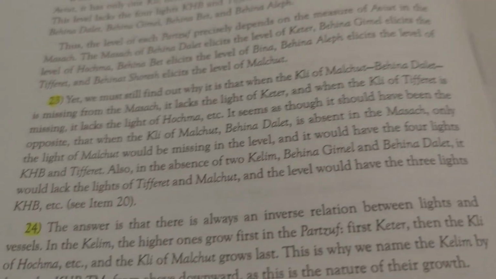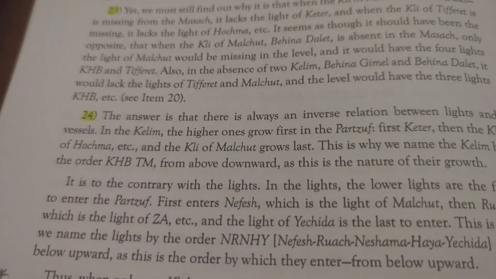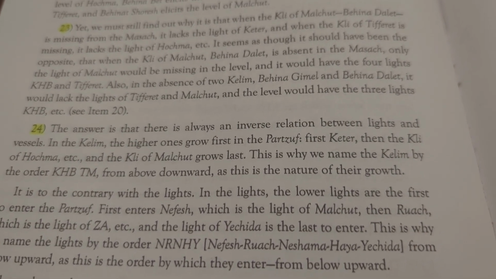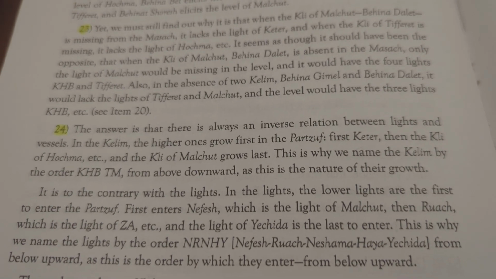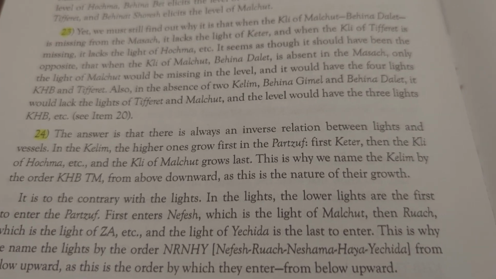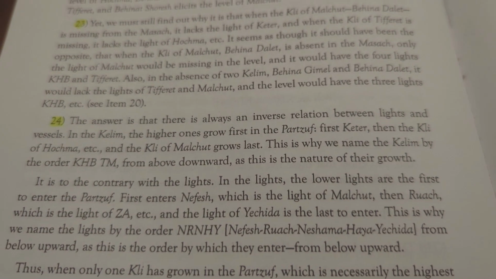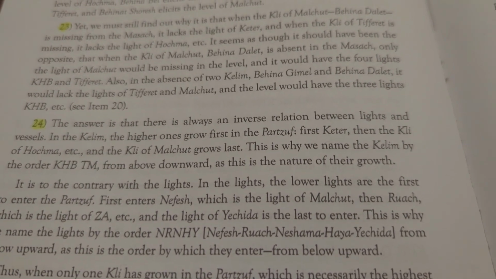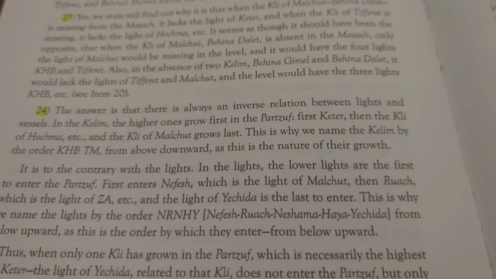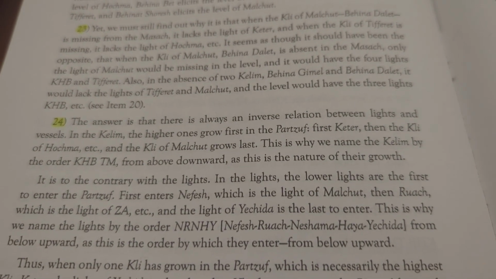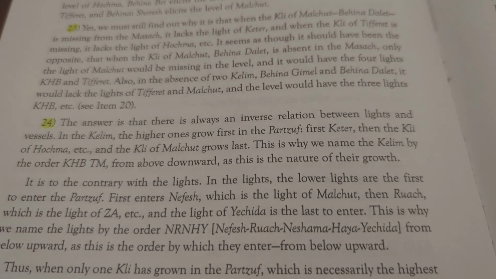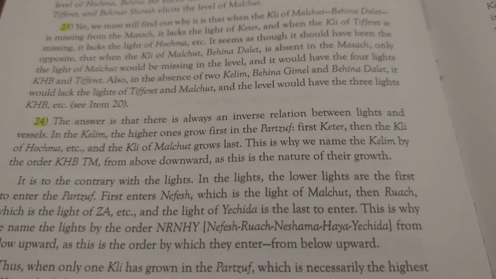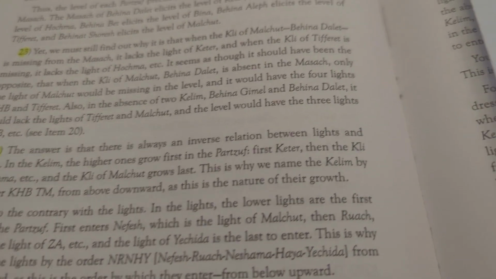And just continuing reading a little bit more here, it says, it is to the contrary with the lights. In the lights, the lower lights are the first to enter the Partzuf. First enters Nefesh, which is the light of Malchut, then Ruach, which is the light of Zeir Anpin, etc. And the light of Yechida is the last to enter. This is why we name the lights by the order of Nefesh, Ruach, Neshama, Chaya, Yechida, from below upward, as this is the order by which they enter from below upward.